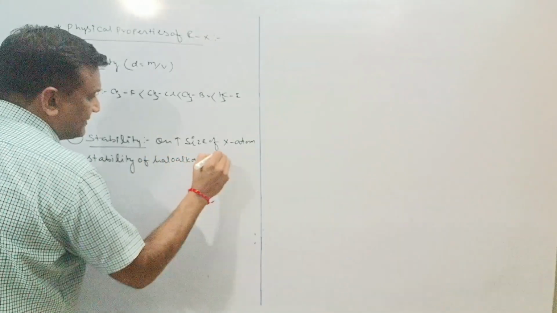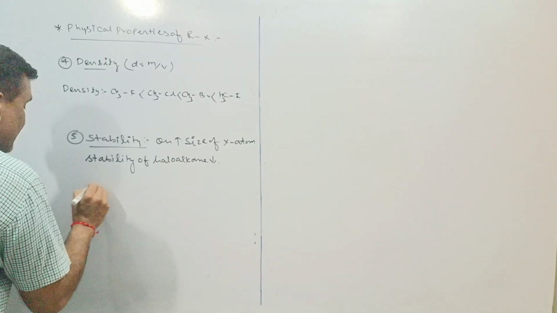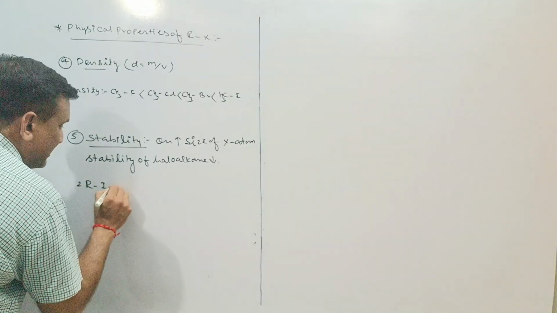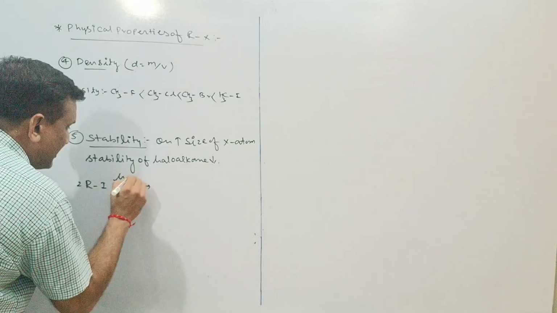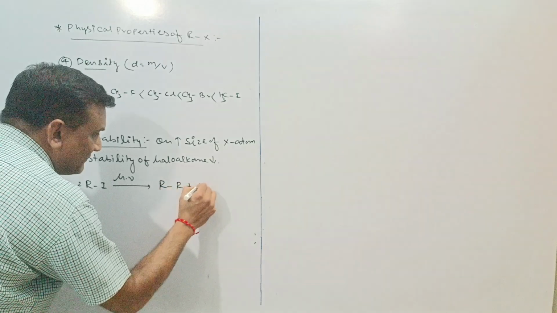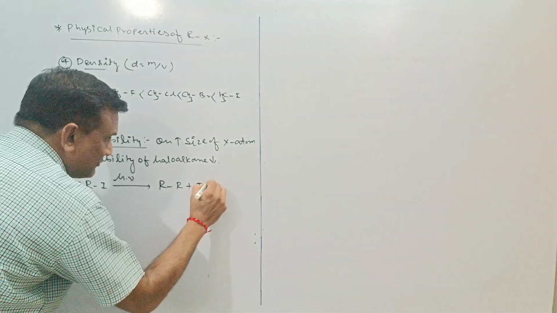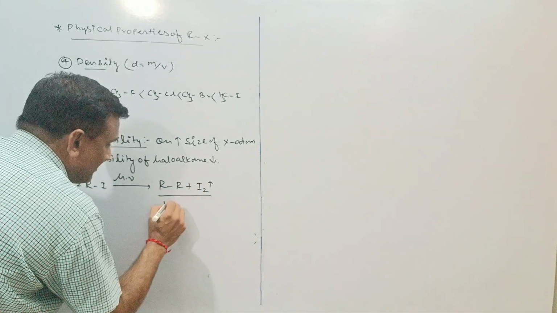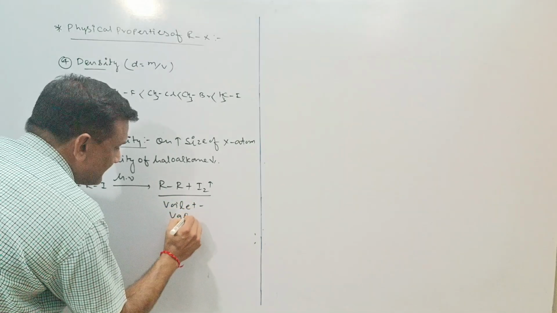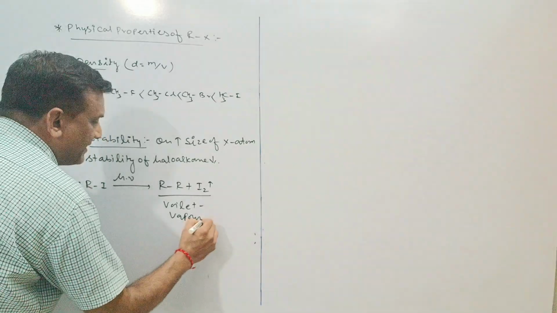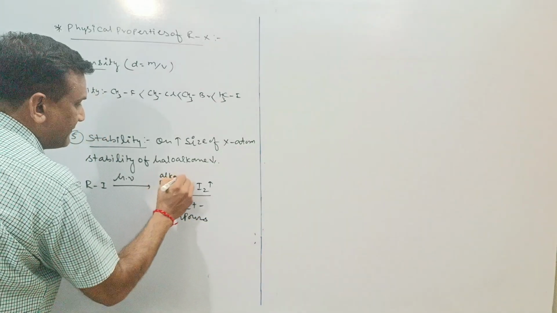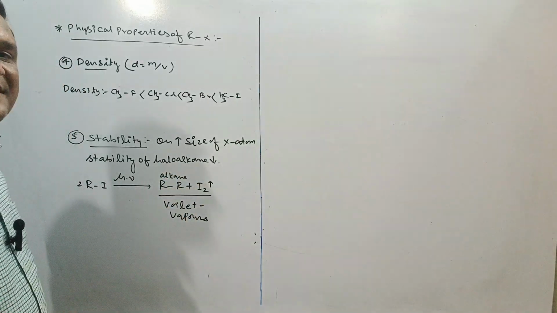haloalkane decreases. That's why, if you leave a particular alkyl iodide open in light, then it will change into alkane with the removal of I2, and due to removal of I2, there will be violet vapors also. It forms I2 in the form of violet vapors and converts into alkane. This was the stability.